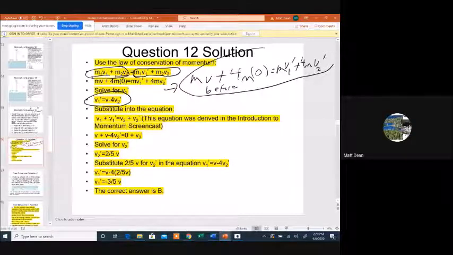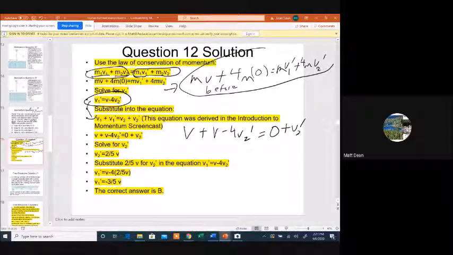I'm going to take what I solved for there for v1, and I'm going to plug it into this equation that we just derived. So I'm going to plug in for v1 prime, rather. So I end up with v1, which is just the velocity v, plus v1 prime, which is v minus 4 v2 prime, equals 0 plus v2 prime.